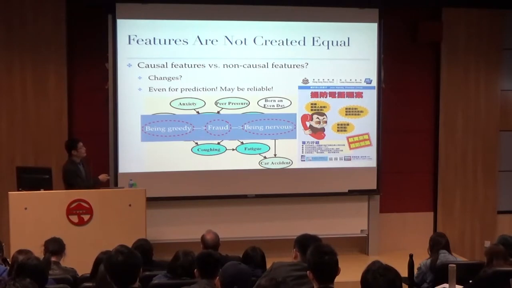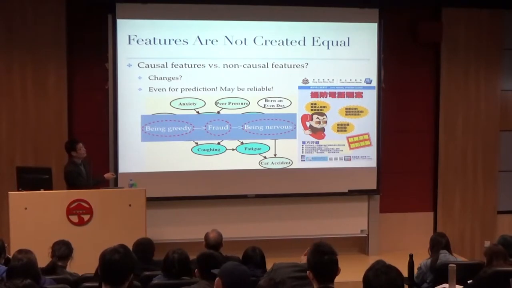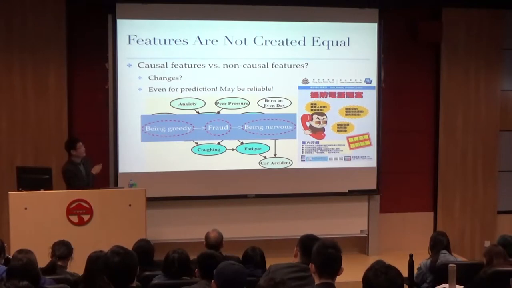That's why you can see features cannot be treated equally, even if you just want to make a prediction. Why? In an intelligent system, basically, you have to pay attention to the different causal roles of the features for reliability, because those features can be easily changed by the subjects. Okay?